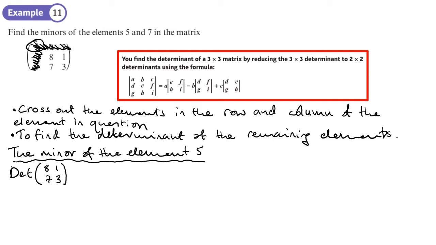Now because we're going to be finding the determinant a lot, we can use 2 bars either side of the elements, and this means the determinant of the elements inside. So when you see 2 bars like this, this basically means find the determinant.